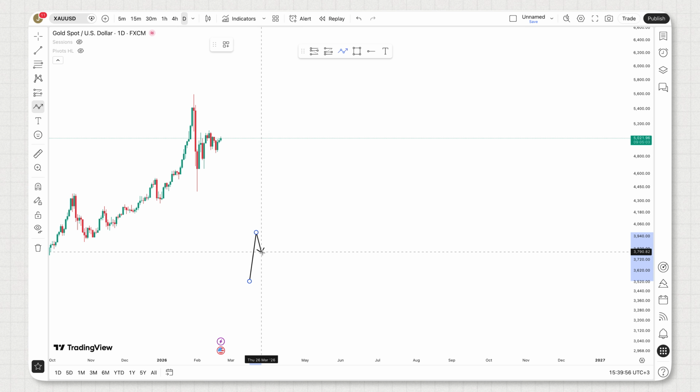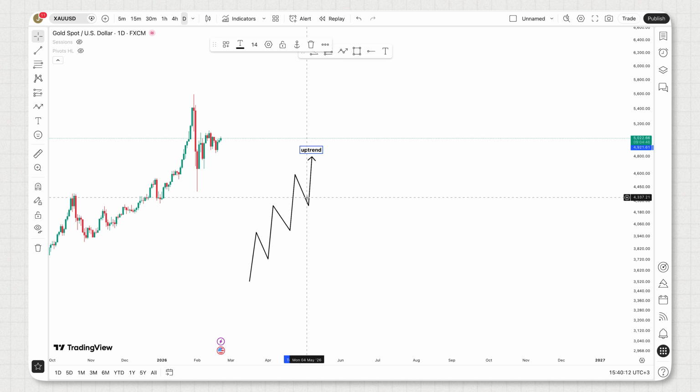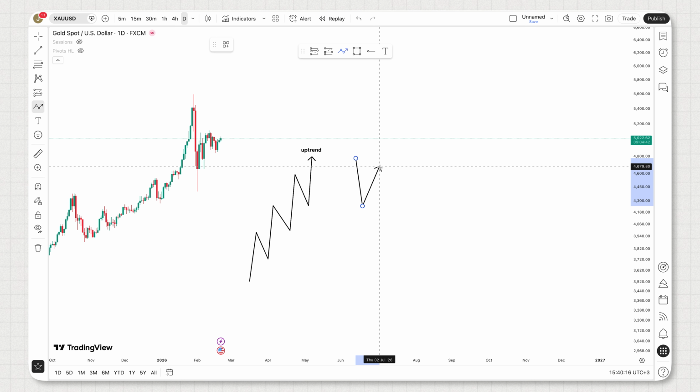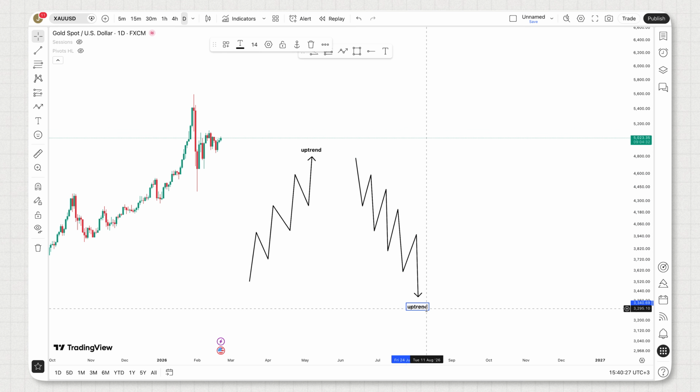We're going to have a high, we're going to have a low, higher high, higher low, higher high, higher low, and so on and so forth. And we are going to name this an uptrend. And then a downtrend is usually the opposite of this, where we are going to have a low, a high, lower low, lower high, lower low, lower high. And then we are going to call this a downtrend.